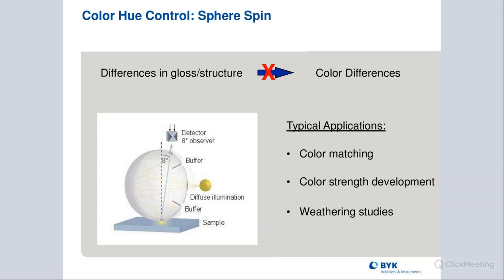These instruments are also widely used in weathering studies. So when you ever put anything into a weathering situation, whether it's simulated or actual outdoor weathering, the first thing that starts to happen is the gloss starts to change. So we're not looking to see how the gloss changes in weathering studies. We're looking to see how that color is breaking down. So again, sphere instruments ignore surface texture.